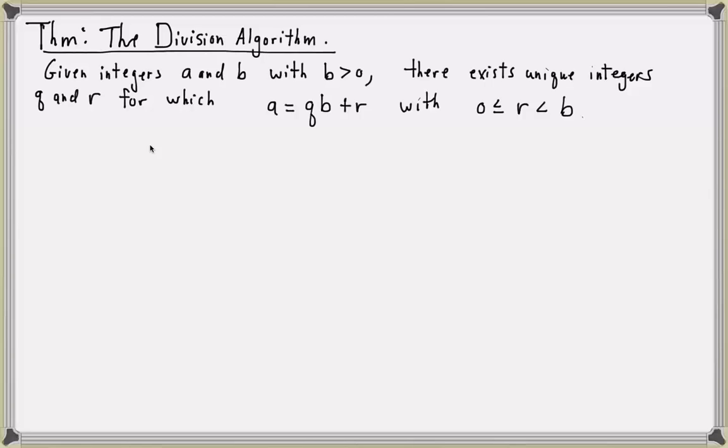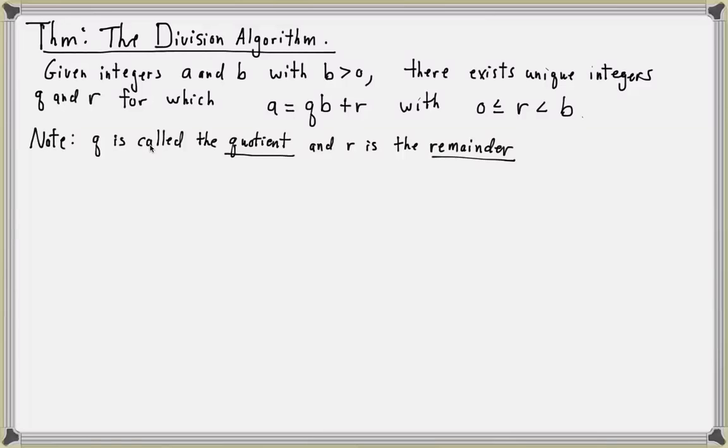As a note, we use Q to stand for quotient, and R is called the remainder when A is divided by B.